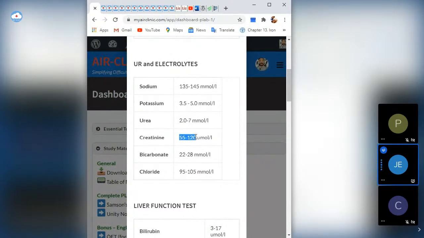In Nigeria, most times our units tend to be in milligrams per deciliter. If it were milligrams per deciliter, normal urea would be about 0.6 to 1.4 milligrams per deciliter, but in millimoles per liter it is 2 to 7. Then creatinine in milligrams per deciliter should be less than 50 usually, while this one is 55 to 120 micromoles per liter. So take note of that. These are values we are already familiar with.